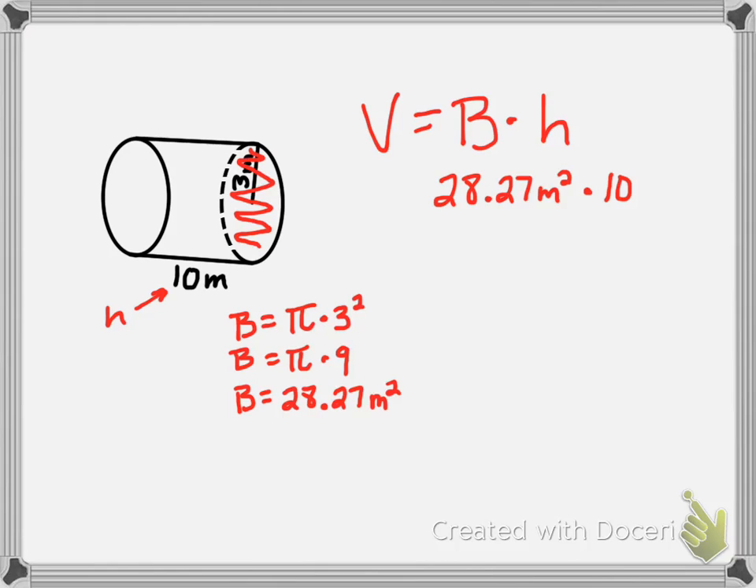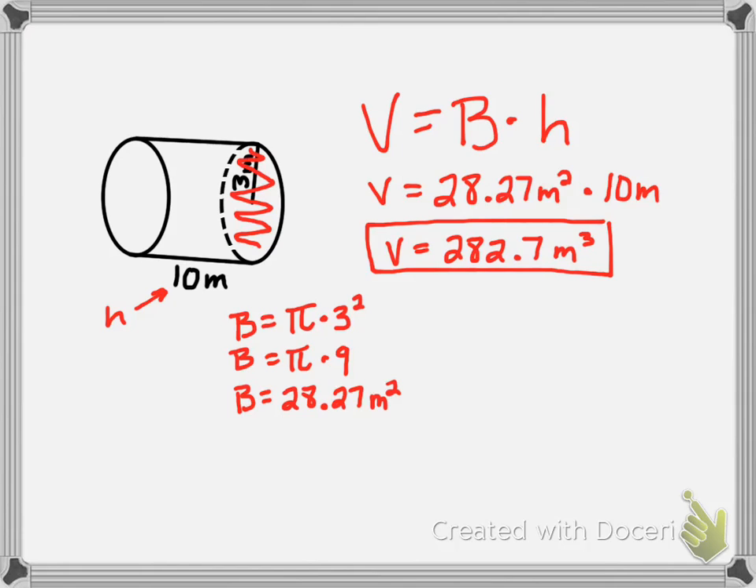Okay, so times 10 meters, and I can multiply those together, and I get that the volume equals 282.7 meters cubed, and that's the volume of this cylinder.